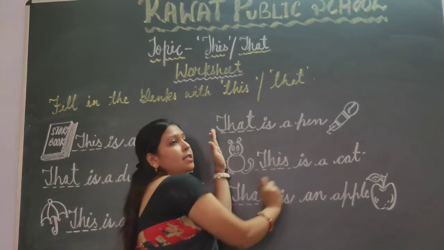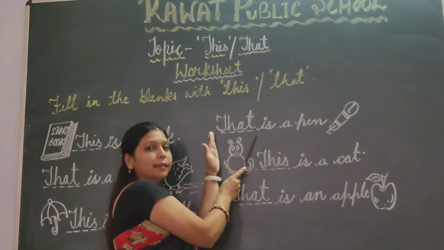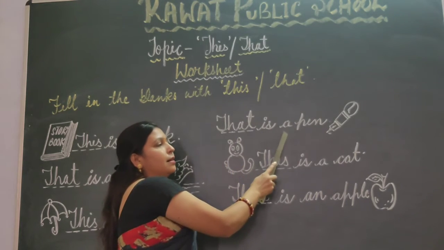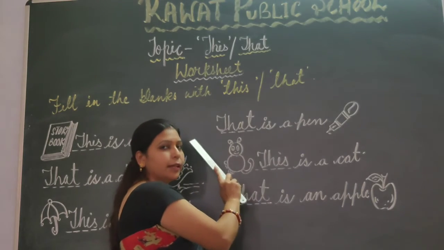Pen, look beta, is at a distance from us, it is far from us. That's why we are using here that. That is a pen. Clear?